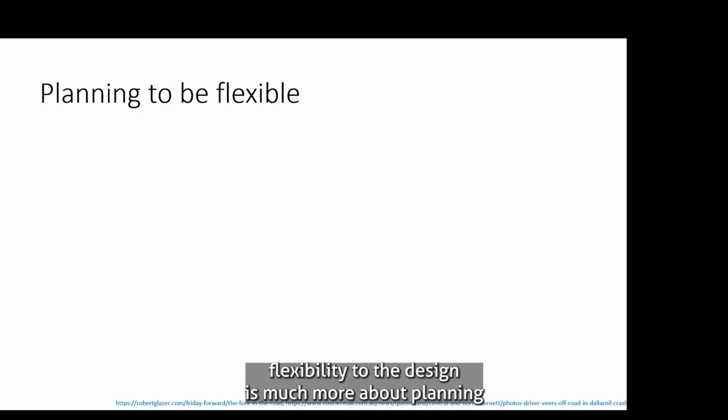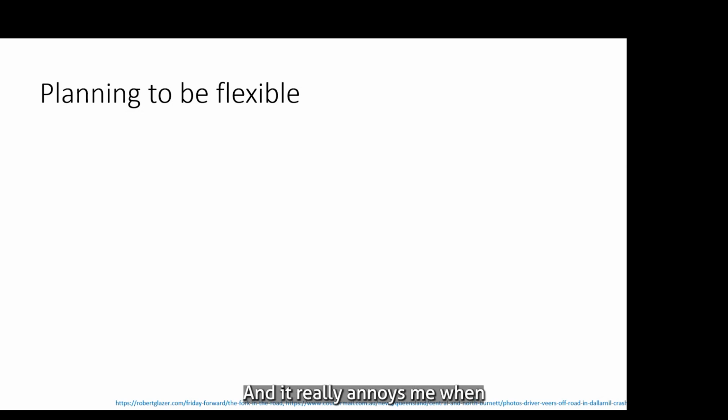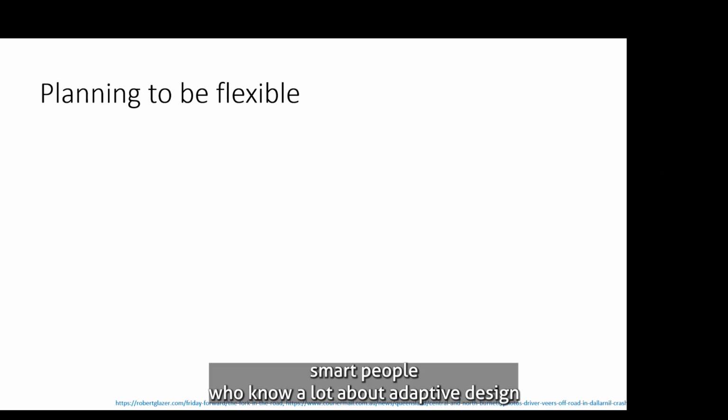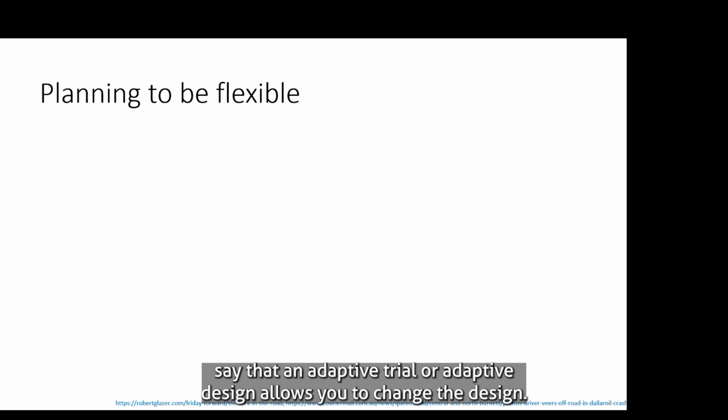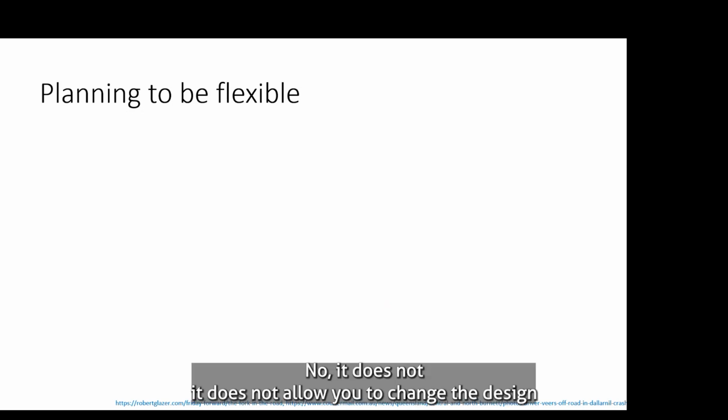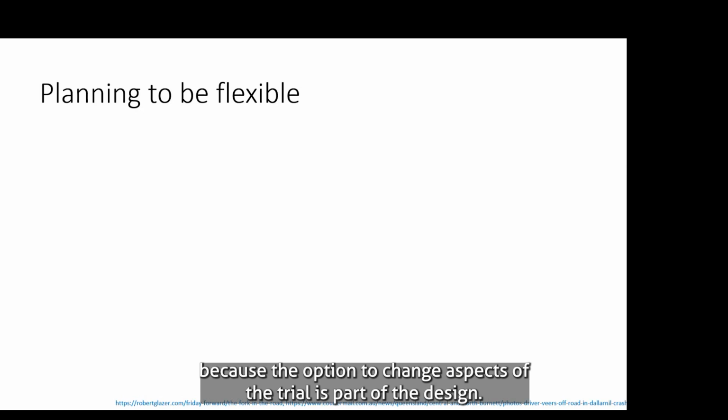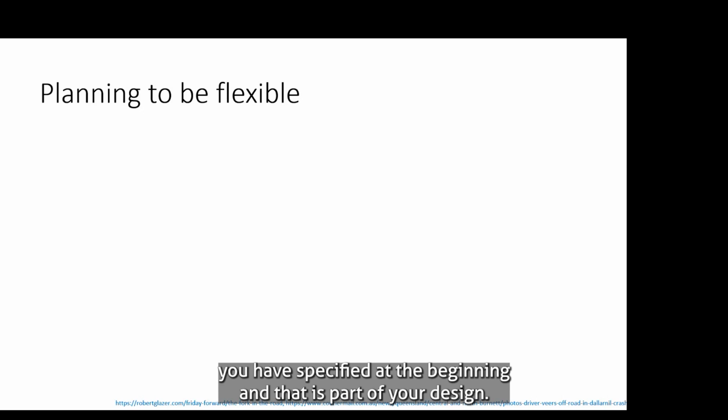It is much more about planning that level of flexibility that you're adding to the design. And it really annoys me when smart people who know a lot about adaptive designs say that an adaptive trial or an adaptive design allows you to change the design. No, it does not. It does not allow you to change the design, because the option to change aspects of the trial is part of the design. So you do not change the design. Any change you make is within what you have specified at the beginning, and that is part of your design. So you're planning to be flexible.